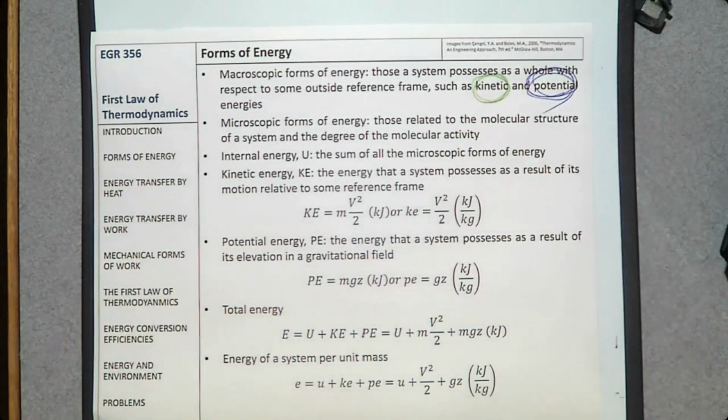I'm pretty sure that you have good knowledge about kinetic energy and potential energy. The other energy is microscopic forms of energy, those related to the molecular structure of a system and the degree of the molecular activity. So things like thermal energy, those related to temperature change, or chemical energy, like a chemical reaction, or nuclear energy. If you combine macroscopic forms of energy and microscopic forms of energy of your system, that becomes the total energy of the system. Okay?